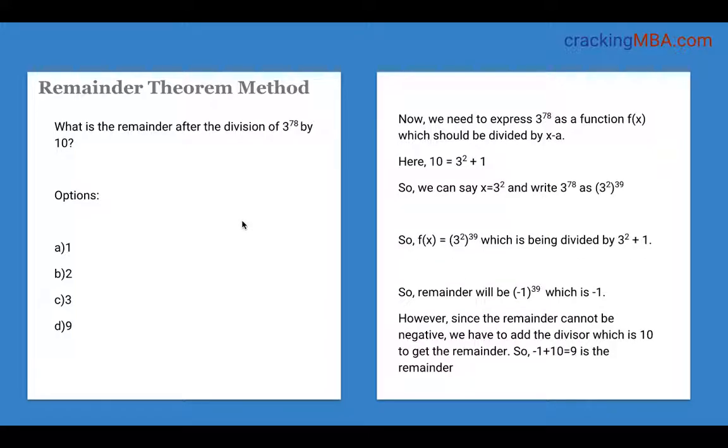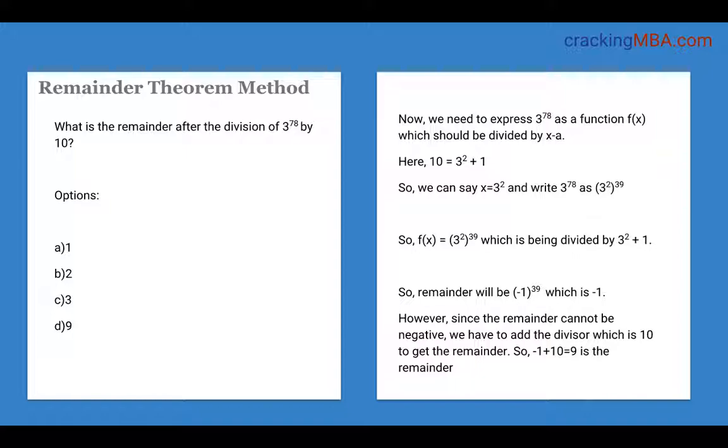Now let us look at a different divisor. What is the remainder of the division of 3 power 78 by 10? This is also similar. We just need to identify it in the form of f of x. Here the divisor is 10. We can write it as 3 power 2, which is 9, plus 1. So 3 power 2 is assumed as x, and f of x is nothing but 3 power 2 to the power of 39. So here the remainder is going to be minus 1 power 39, which is minus 1.